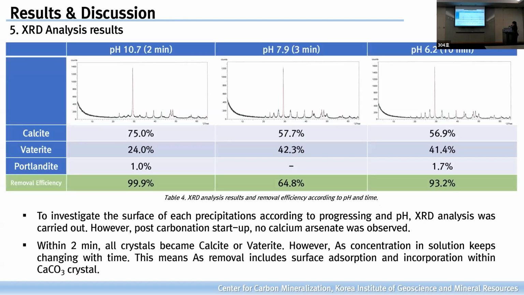This is the XRD analysis result. XRD analysis was carried out to investigate the surface of each precipitate according to time and pH. Within 2 minutes, in the first picture, all crystals became calcite and vaterite, but even though no calcium arsenate was observed in the XRD analysis, arsenic concentration in solution kept changing with time. This means arsenic removal includes surface adsorption and incorporation with the calcium carbonate crystal.